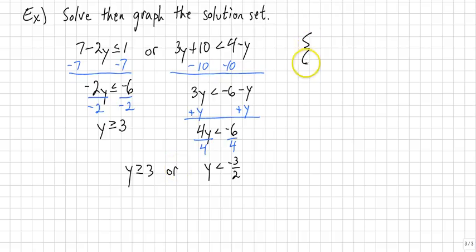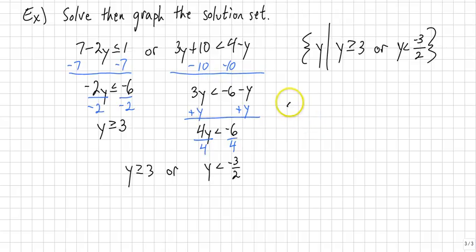So our solution set is just y such that, nothing fancy here, you just write both of them with the word or. Turns out any y value bigger than or equal to 3 or less than -3/2 will work. And then we just need to graph that on a number line. So that's every y value.